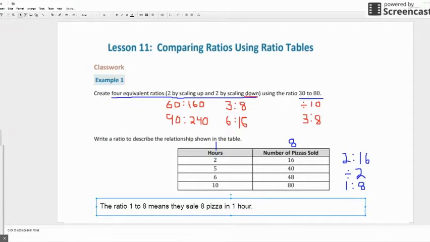Now we can simplify it and say per hour, but based on the ratio provided, the ratio of 1 to 8 means they sell 8 pizzas in 1 hour. So there we go. That's what the ratio table is presenting to us. We simplified it so we can talk about the smallest form. You could have a number of different answers down here, but all that matters is that we're talking about 8 pizzas in 1 hour. All right, they're selling 8 pizzas in 1 hour.